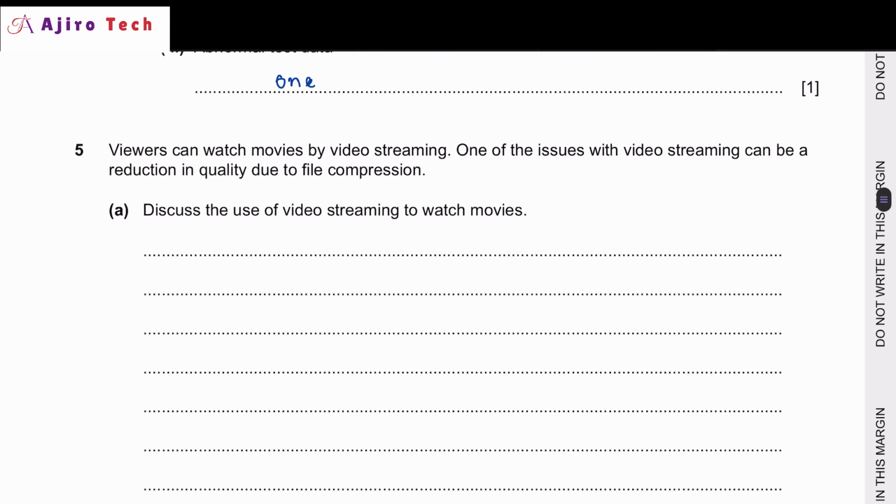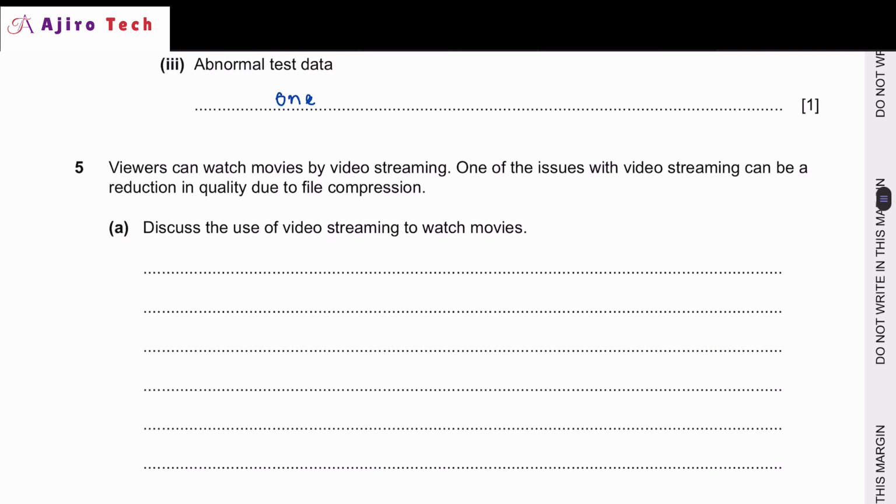Question 5. Viewers can watch movies by video streaming. One of the issues with video streaming can be a reduction in quality due to file compression. Discuss the use of video streaming to watch movies. Now, I know I talked about command words. When we talk about discuss, how many marks is this? 6 marks.